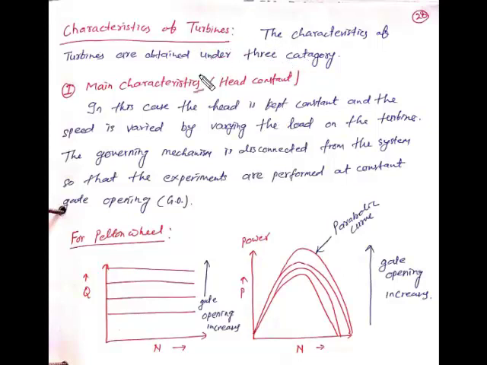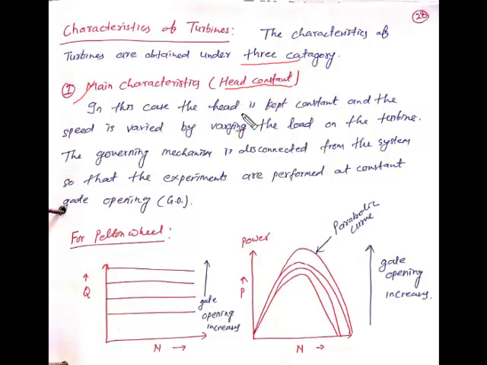The characteristics of a turbine are obtained under three categories. The first is main characteristics, the second is operating characteristics, and the third is constant efficiency characteristics. Here we will first discuss the main characteristics. This happens at constant head.